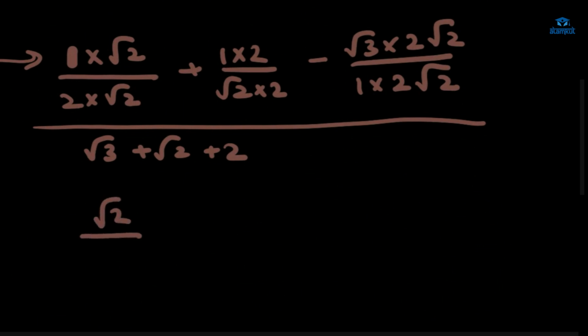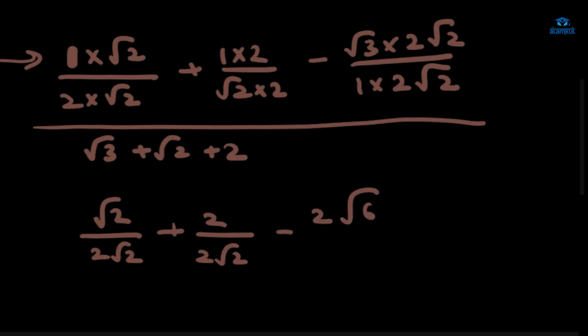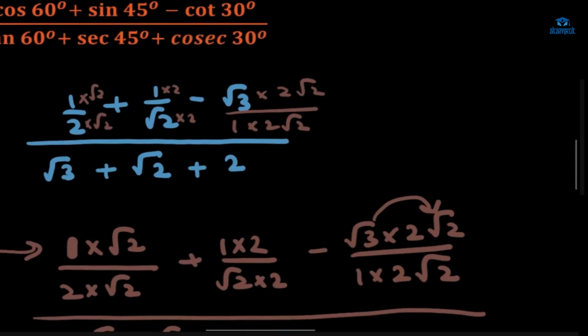Root 2 by 2 root 2 plus 2 by 2 root 2 and minus 2 into root 6. Why root 6? Because root 3 into root 2 would give us root 6. Root 3 into root 2 would give us what? Root 6. Yes, ma'am. Getting or not? If you are not getting, just tell me. I'm just taking the LCM. The trigonometry part is completed here.